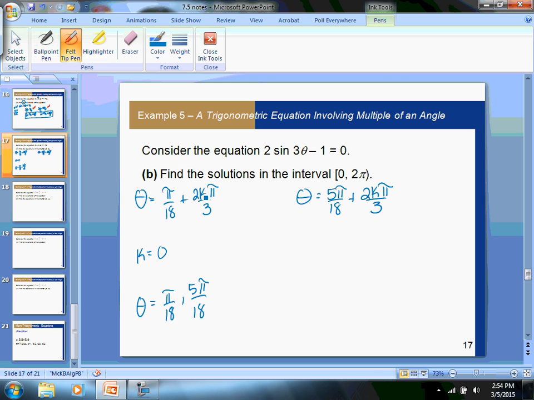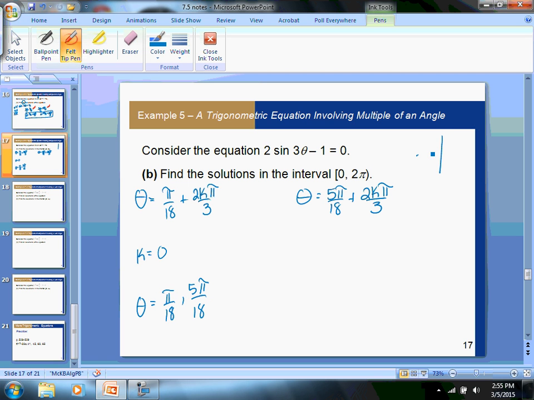So if I substitute in a 0 here, 0 times 2 times pi is 0 over 3 is still 0. Add that on and you get pi over 18. Or if I substitute in a 0 in here, 0 times 2 times pi is 0, divided by 3 is 0, plus 5 pi over 18 is 5 pi over 18. Okay? So I start with my principal solutions, and then I have to think, okay, my answers are going to be over 18. It's always going to be something pi over 18.